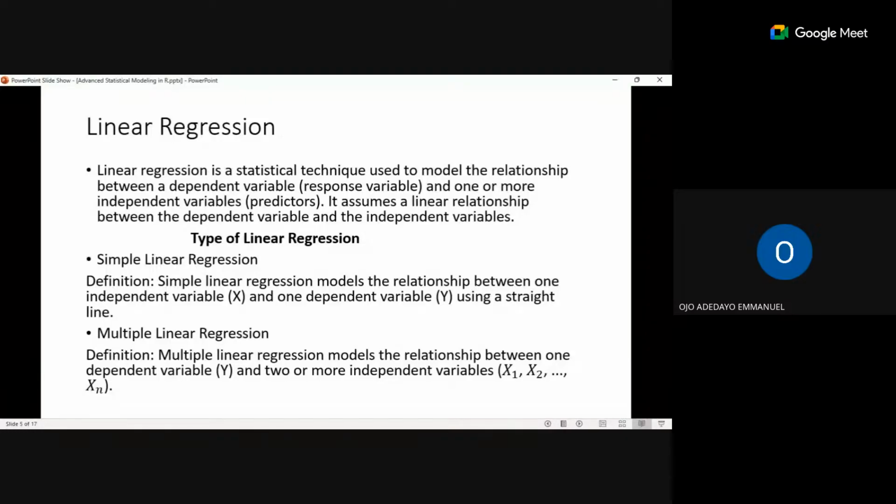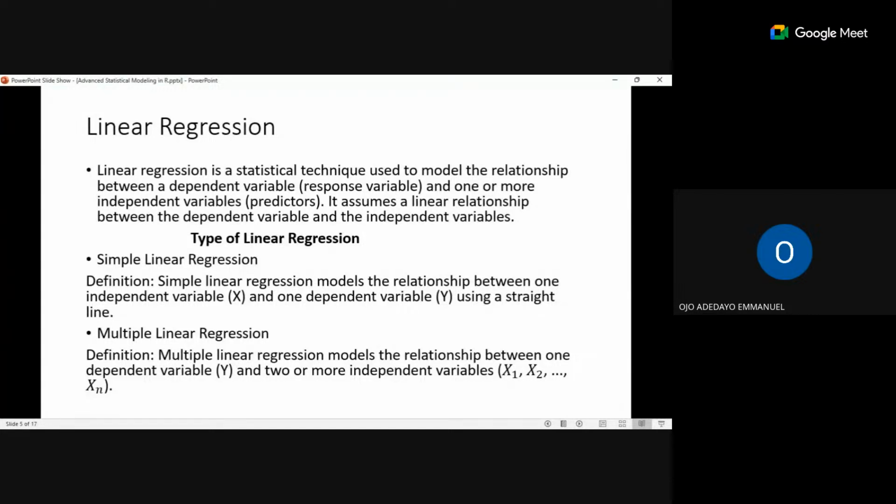Now, types of linear regression. We have two types of linear regression. Number one is simple linear regression. Why did they use that word simple? It simply means that you only have one dependent variable and one independent variable. When you have one independent variable and one dependent variable, it is called a simple linear regression.